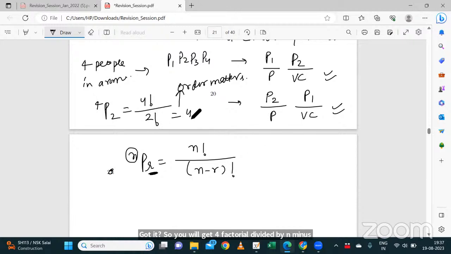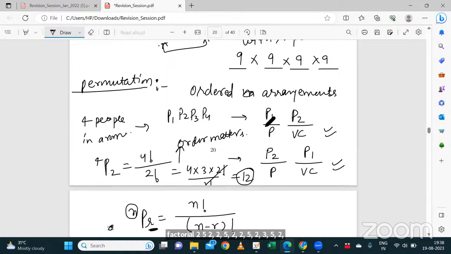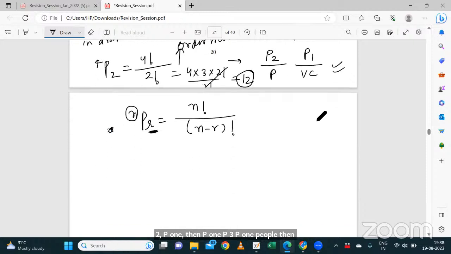If you solve this, you will get 4 into 3 into 2 factorial, and the 2 factorial will get cancelled. I will get a total of 12 different ordered pairs, like P1, P2, P2, P1, then P1, P3, P1, P4, and so on. You will get 12 in total. Is this clear? Meaning of permutation and order?